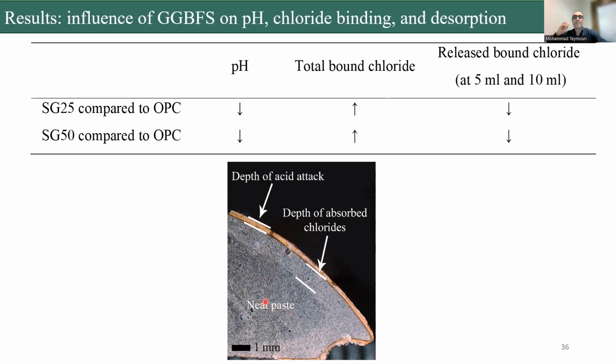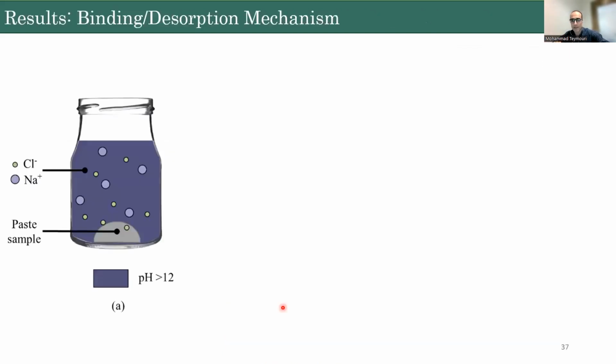So even if we have a very low pH in the system, it doesn't mean that all the paste or all the concrete cross section decomposed. It's not like that. Only a proportion of that will deteriorate, and the acid becomes weaker and weaker. So we have a neat paste always in the middle. And this is the mechanism that we came up with.